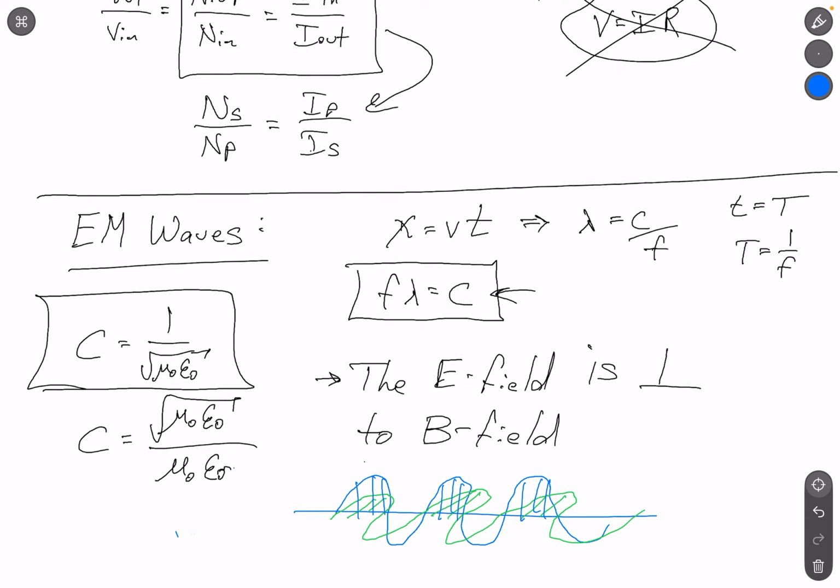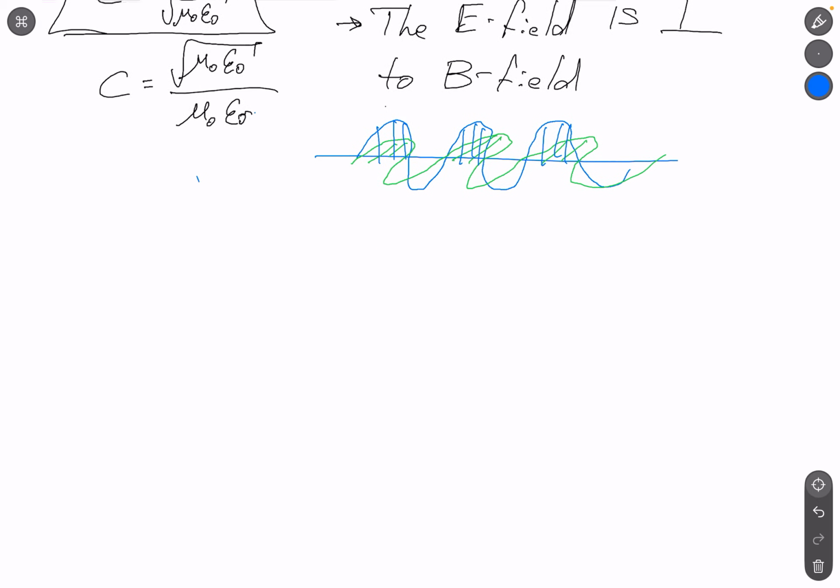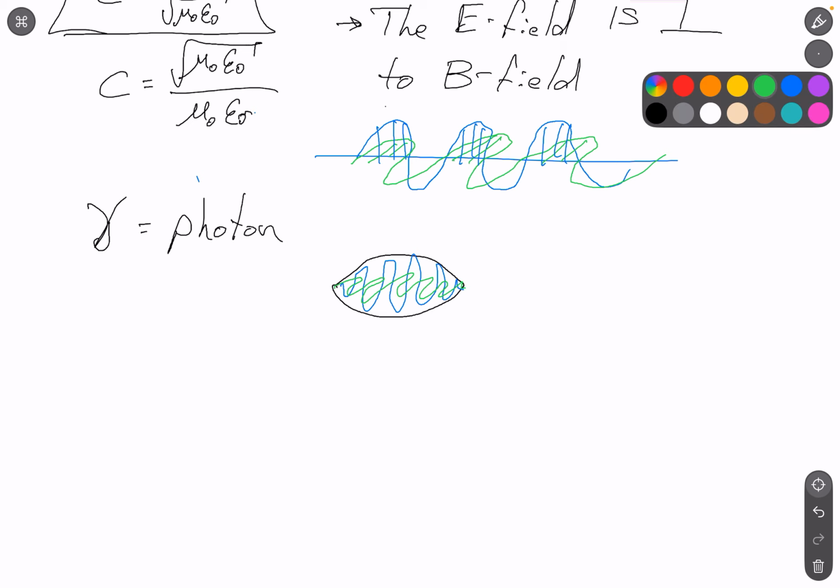Photons. Gamma is a photon. It's the symbol for a photon. Photons are wave packets, and they have the two fields, one going like this, and one going like this. We talked about the size differences between them.